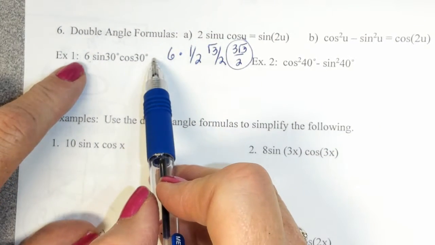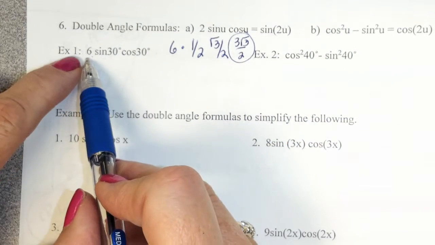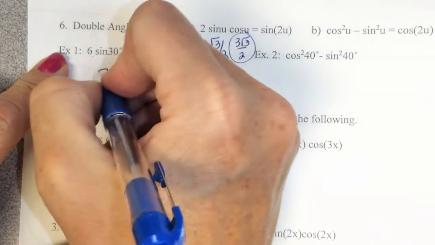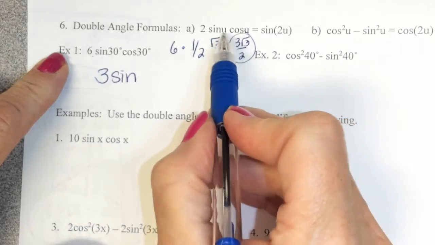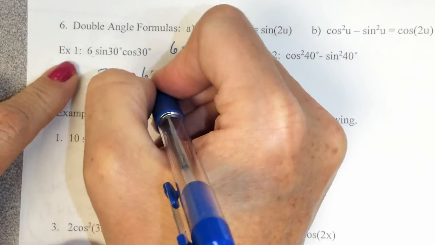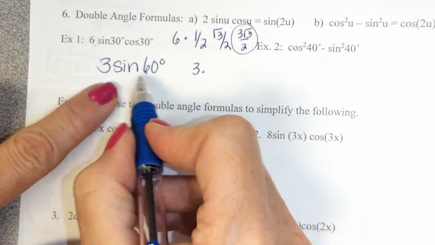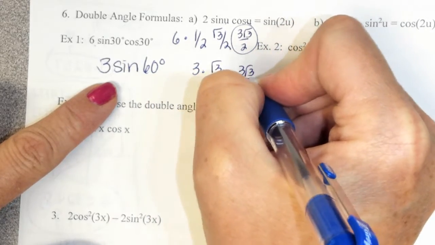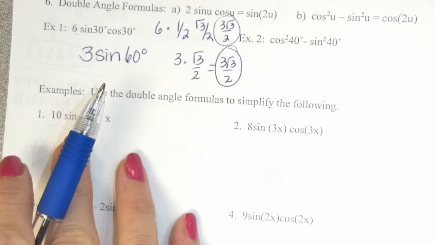I can do that problem, but watch how much easier it is if I simplify it first. So what's my 6 going to go down to based on this pattern? 3. And then I'm going to have the sine of, and then what do I do to my angle? Double it, so now it's 60 degrees. Now watch how easy this is. It's going to be 3 times the sine of 60 is radical 3 over 2. My answer is 3 radical 3 over 2. See how that makes it easier to work with?